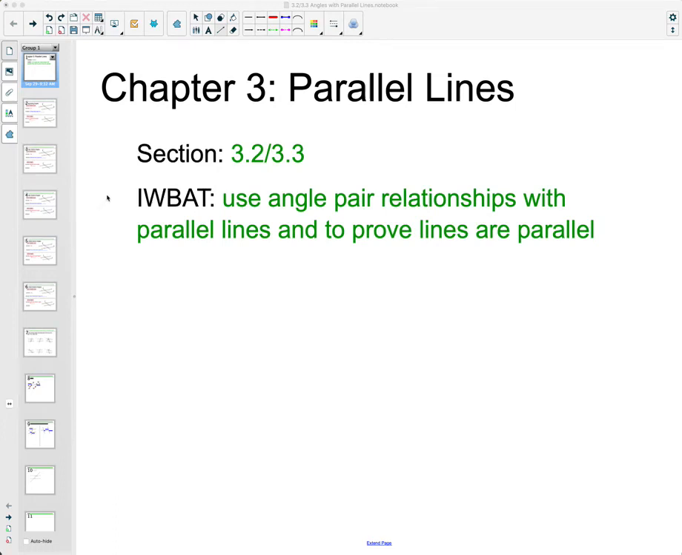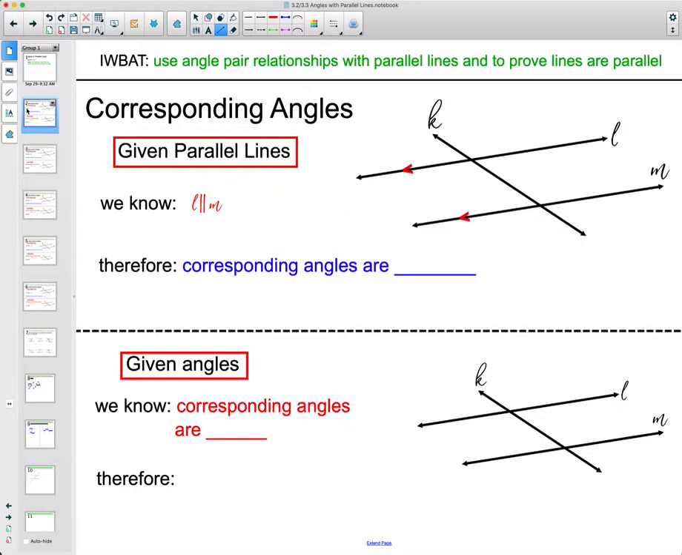In this section, we are going to talk about the relationship between the angle pairs that we learned in 3.1 and how they relate to parallel lines and proving that lines are parallel. So we're going to look at each of the angle pairs. I'm going to talk about when we know that the lines are parallel and when we know the relationship between the angles to prove that the lines are parallel.